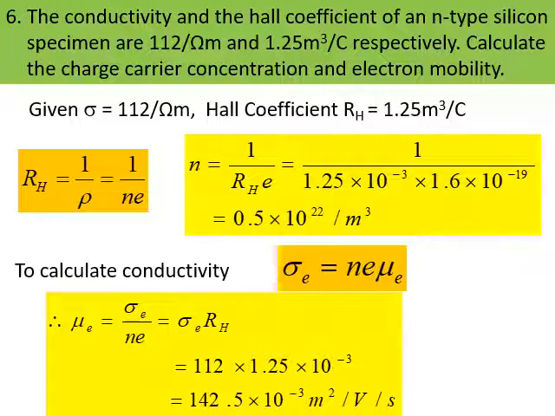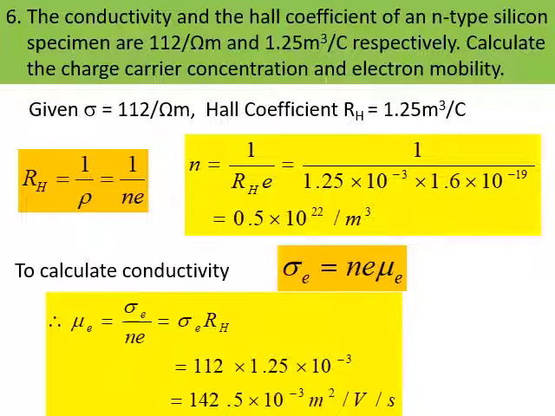We are aware that the Hall coefficient is always equal to 1 by the charge carrier density. Here rho is not the resistivity, it is the charge carrier density, which is equal to Ne, where N is the number of electrons per unit volume and e is the electronic charge. Hence you can calculate N as 1 by RH e, which is equal to 1 by 1.25 × 10^-3 × 1.6 × 10^-19, which will give you 0.5 × 10^22.